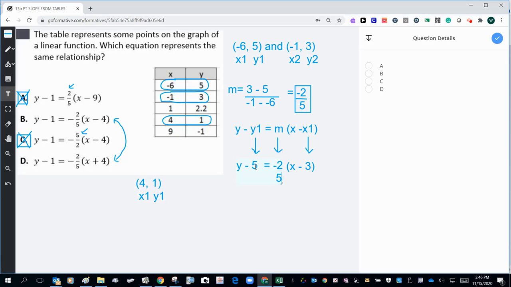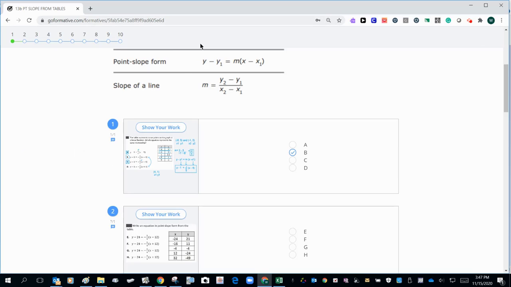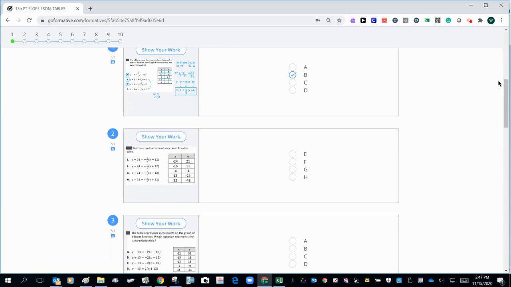So let's go back over here. Instead of y1 being 5, we're going to use y1 as 1. And instead of x1 as 3, we're going to use x1 as 4. So that means my equation is going to be this right here. Now when I compare with my multiple choice, I see that the correct answer will be letter B, because I have -1 and I have -4. So that's my answer. Let's check if it's correct. And if you notice, we got the green light. Okay, so let's go on and try another problem.